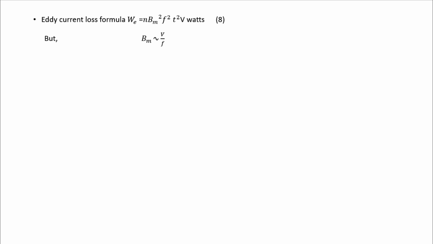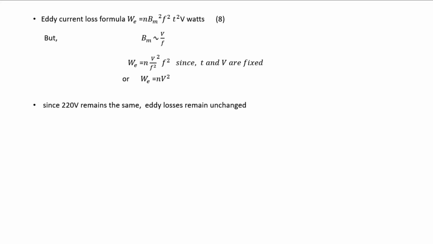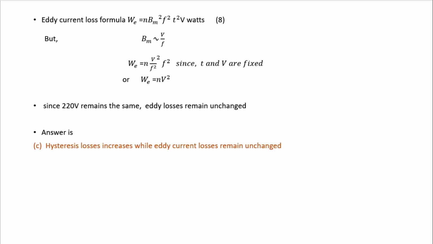Similarly, for the eddy current loss formula, We is eta Bm square f square t square V watts. So Bm is proportional to V by f. Substituting, we get eta V square by f square into f square. So f square and f square will cancel off. We know that t and V, the volume of the core, are fixed for the material of the transformer. So We is proportional to V square. That means since we are not changing the supply voltage, 220 volt remains the same, eddy current losses will remain unchanged. So the answer is C, hysteresis losses increase while eddy current losses remain unchanged.